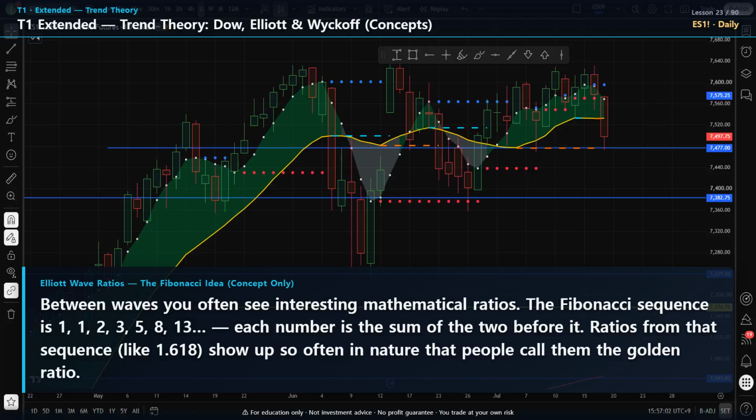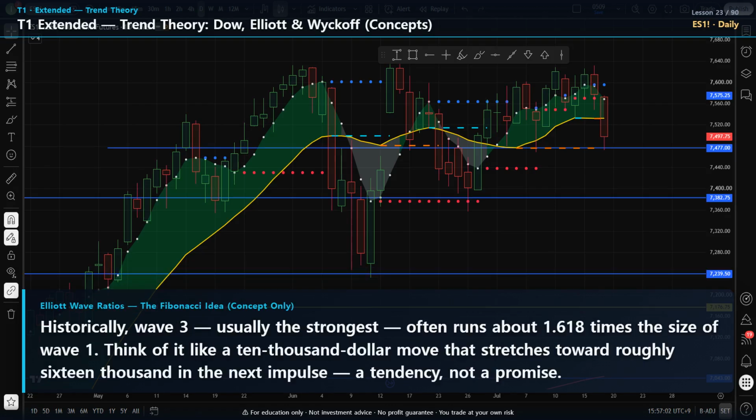Between waves, you often see interesting mathematical ratios. The Fibonacci sequence is 1, 1, 2, 3, 5, 8, 13. Each number is the sum of the 2 before it. Ratios from that sequence, like 1.618, show up so often in nature that people call them the golden ratio. Historically, wave 3, usually the strongest, often runs about 1.618 times the size of wave 1. Think of it like a $10,000 move that stretches toward roughly $16,000 in the next impulse. A tendency, not a promise.